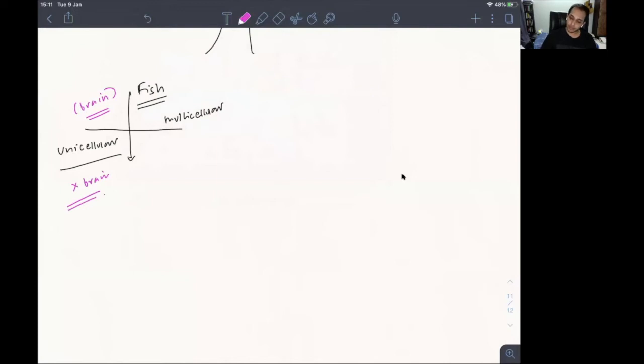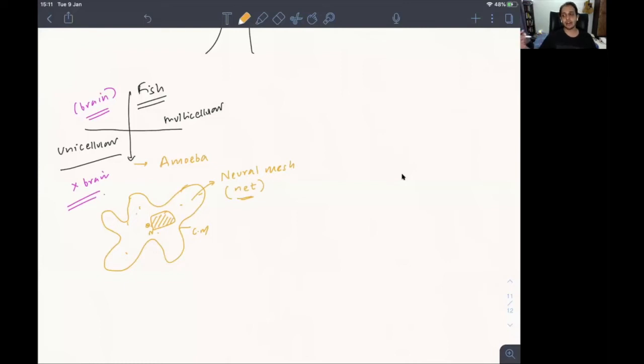Okay, so there are organisms such as amoeba. An amoeba looks something like this, and it has a nucleus, it has a cell membrane, and that's pretty much it. It doesn't have a brain, but what it does have is something called a neural mesh or a neural net. So there is no central area that can store information. Any organism which has a brain can store information, but organisms that don't have a brain don't have anywhere they can store the information.